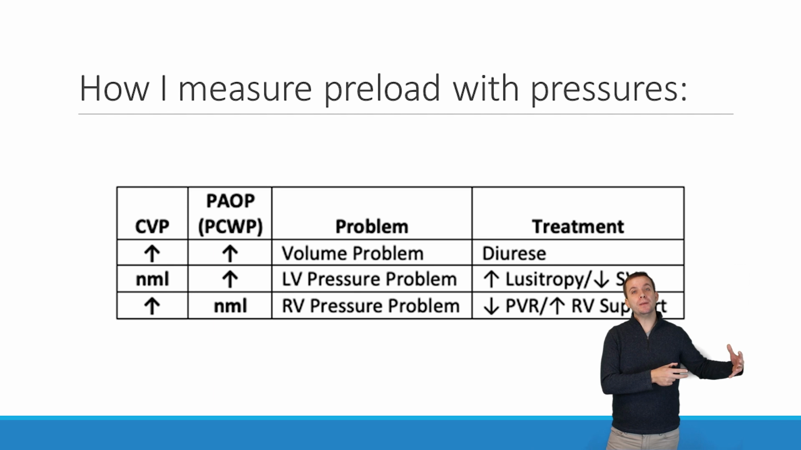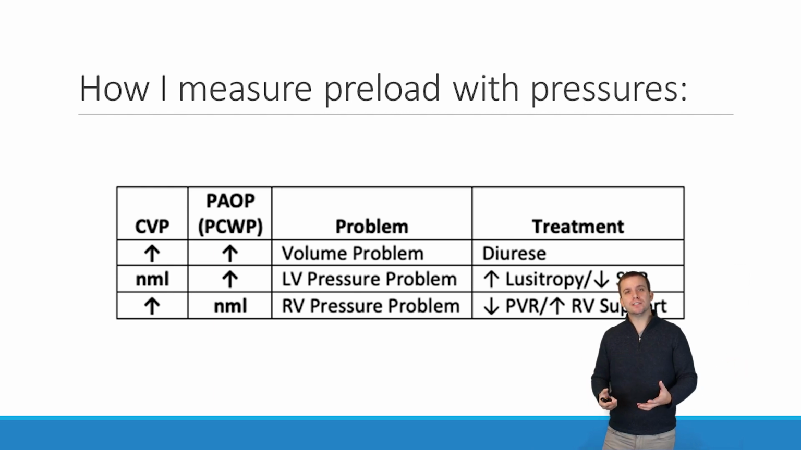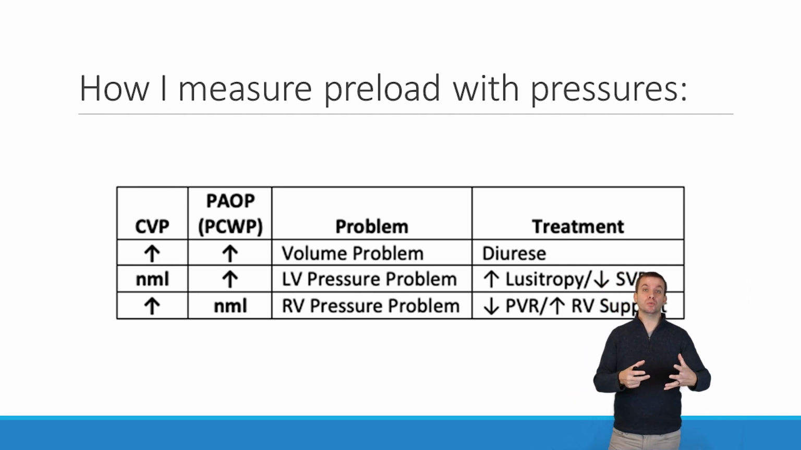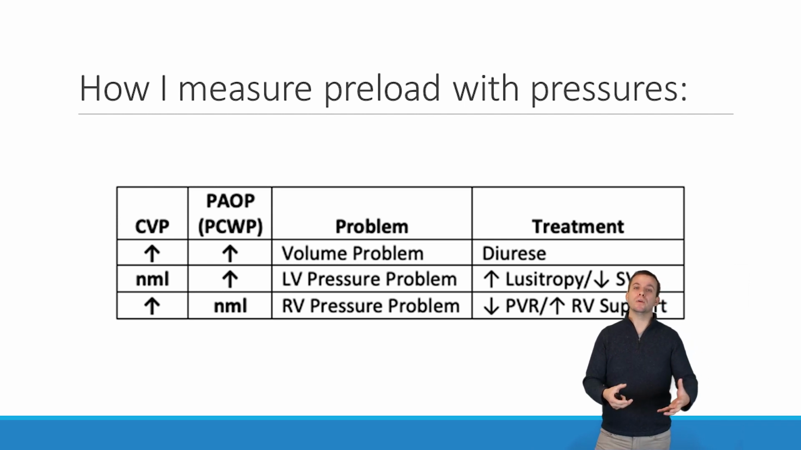If your CVP is normal and your wedge is high, then that's probably a pressure problem in your LV. So you're not necessarily hypervolemic, you have a pressure problem. You can focus on how to get the pressure down, which is where you're going to try to increase lusitropy, increase that cardiac relaxation, or decrease your systemic vascular resistance, both of which will drop the pressure in your LV, if that's the only one that's elevated.